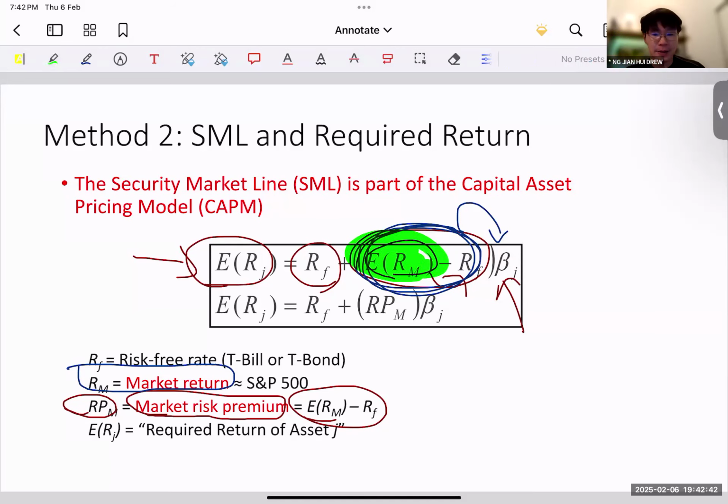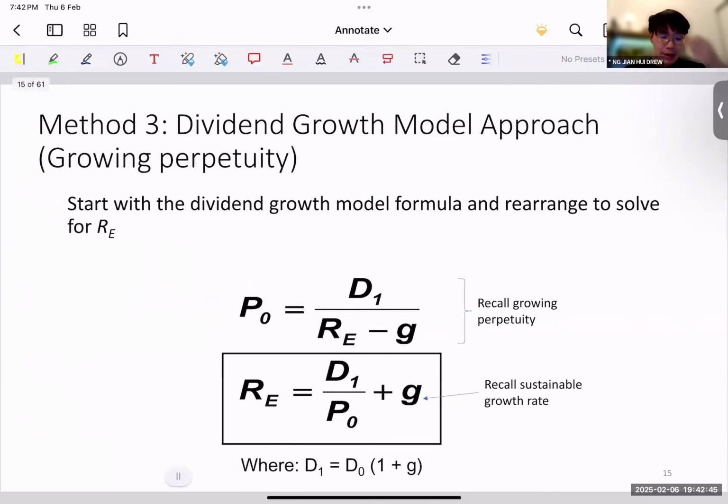Okay, let's clarify. So going on to method 3, method 3 is using the dividend growth model approach.